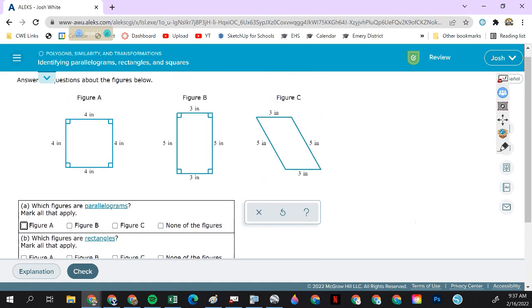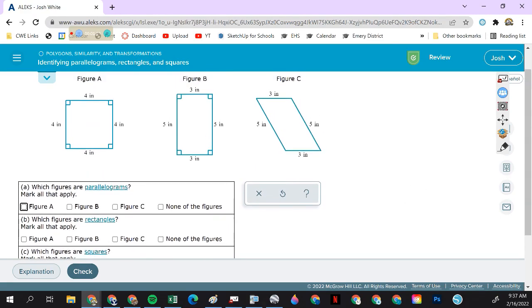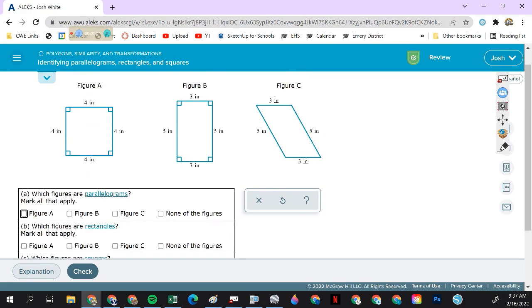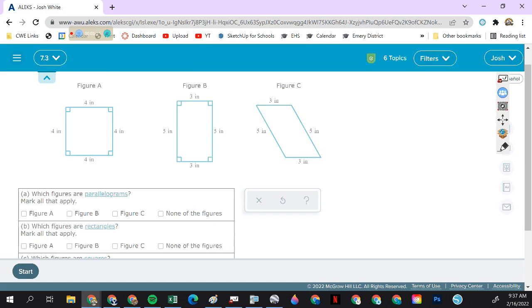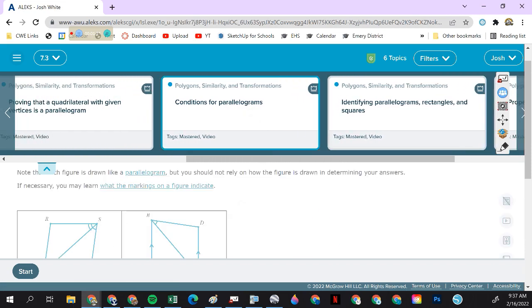So using those shapes, figure out which ones are parallelograms. Which of those 4 are parallelograms? Or sorry, which of those 3? All of them are parallelograms. Okay. Which ones are rectangles? The first 2, and so on. Okay.